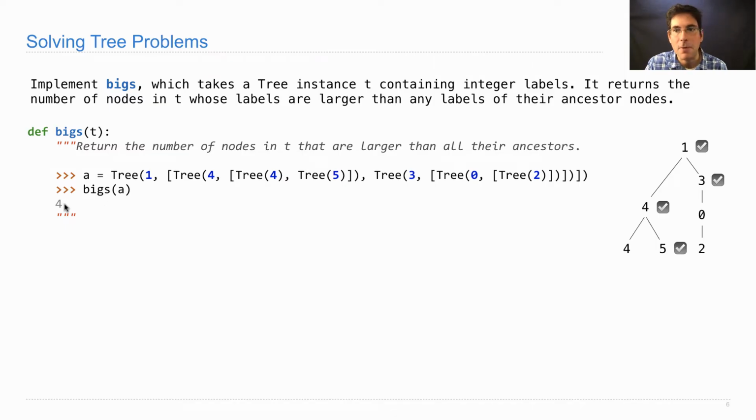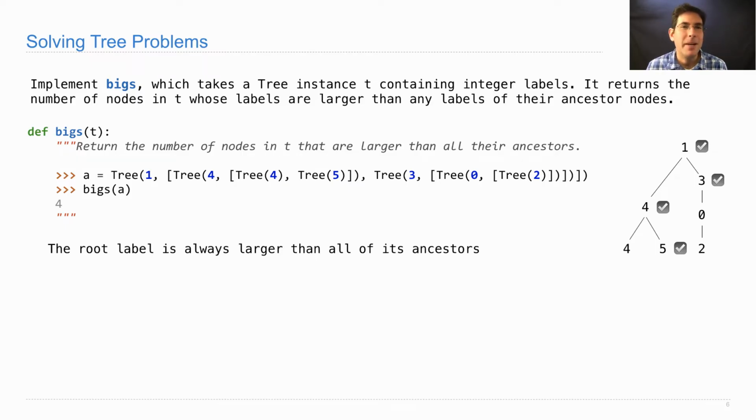Okay, so we got the number 4, and that means that I correctly classified the top node. And so I've discovered something about the problem. The root label is always larger than all of its ancestors because it doesn't have any ancestors to be smaller than. Now, before trying to just write out the implementation, it's worth thinking about what I expect to appear somewhere within the implementation. I might expect typical tree processing patterns.